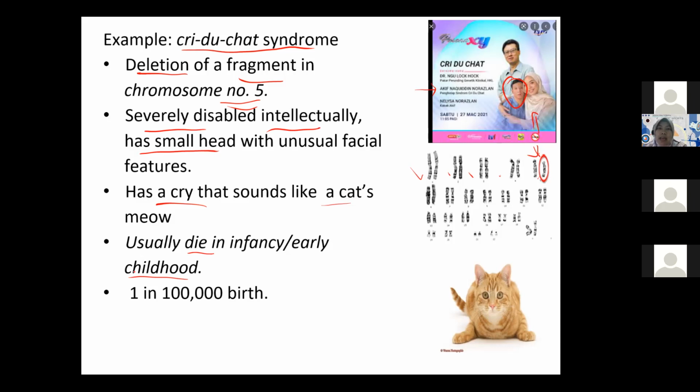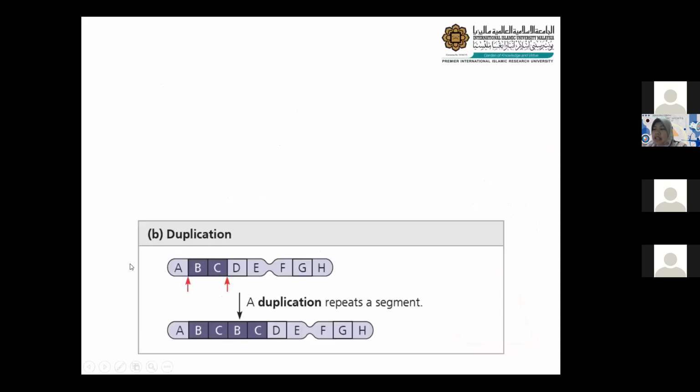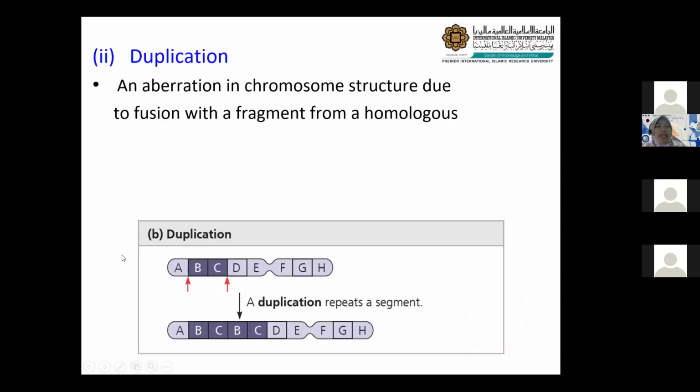So this is Cri-du-Chat happen due to deletion of fragment chromosome number 5. Madam, kena hafal ke kromosom nombor berapa semua? Kena hafal, Dek Non. Kena hafal. Okay. Alright, next. Okay, duplication. Okay, sikit lagi duplication.